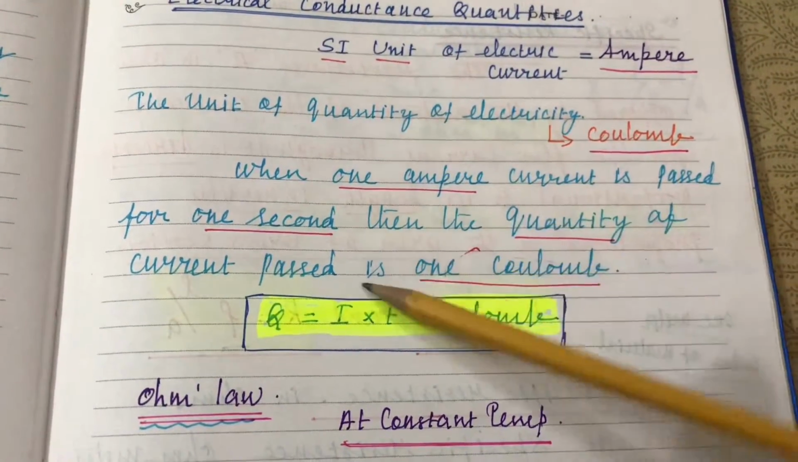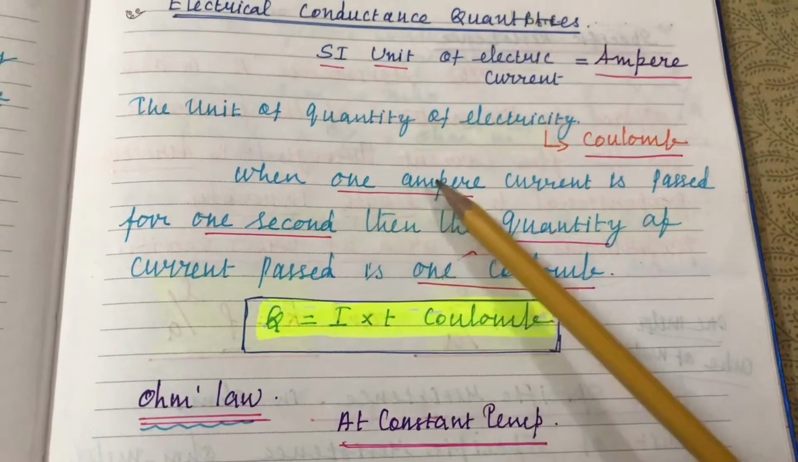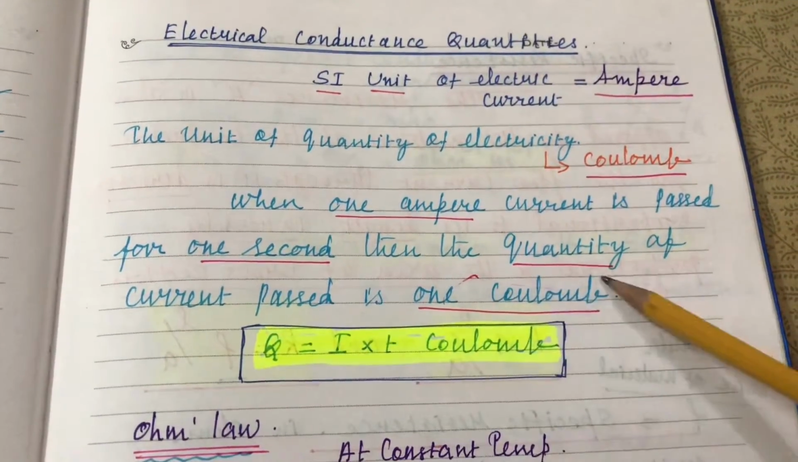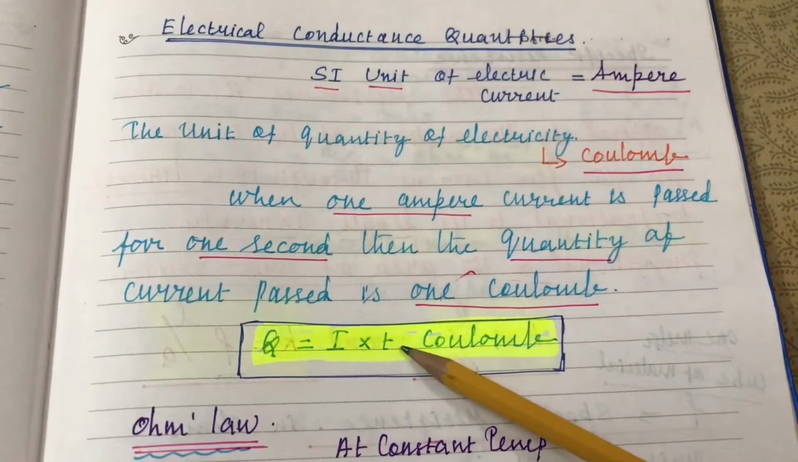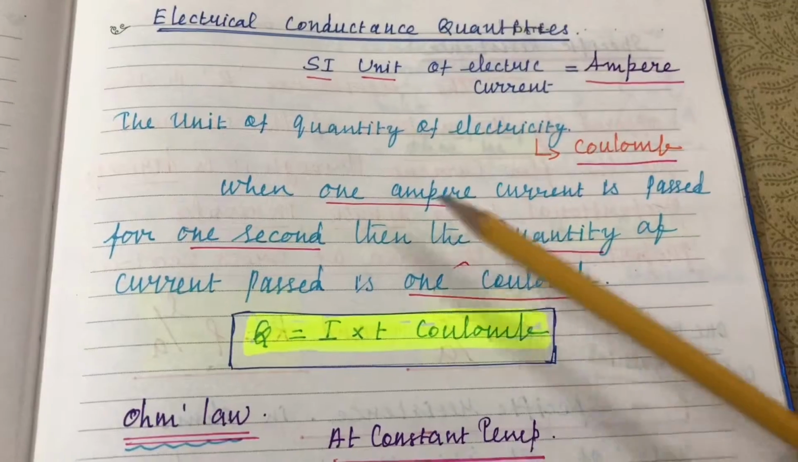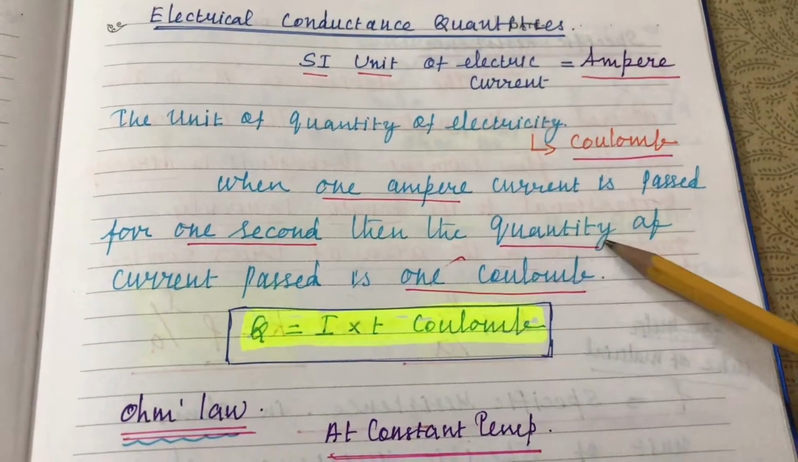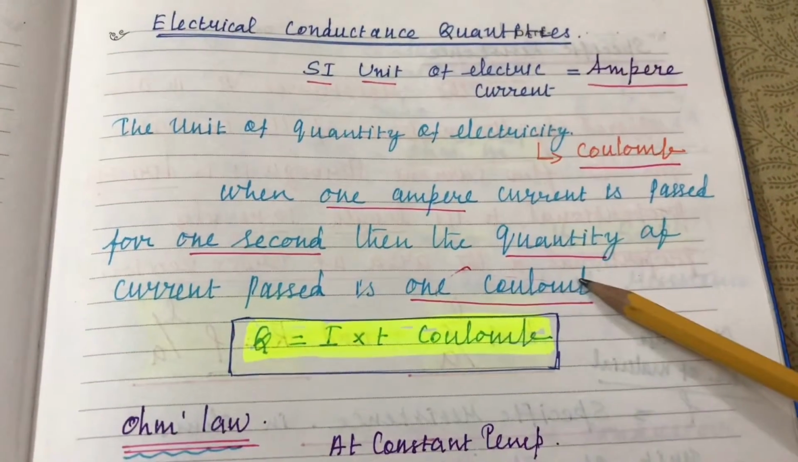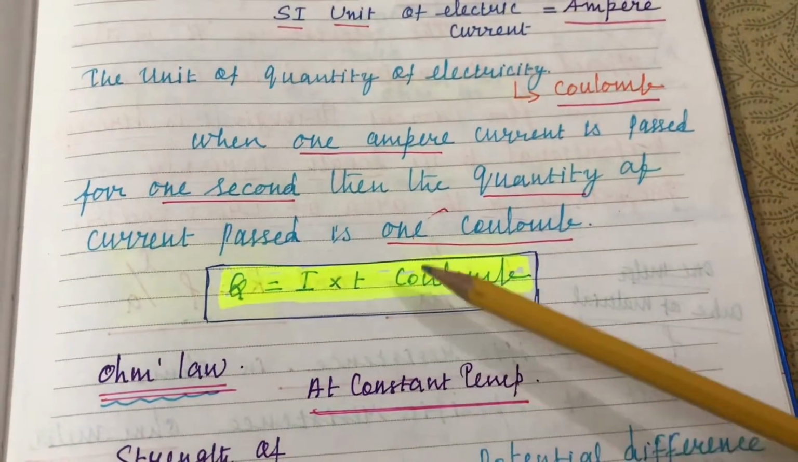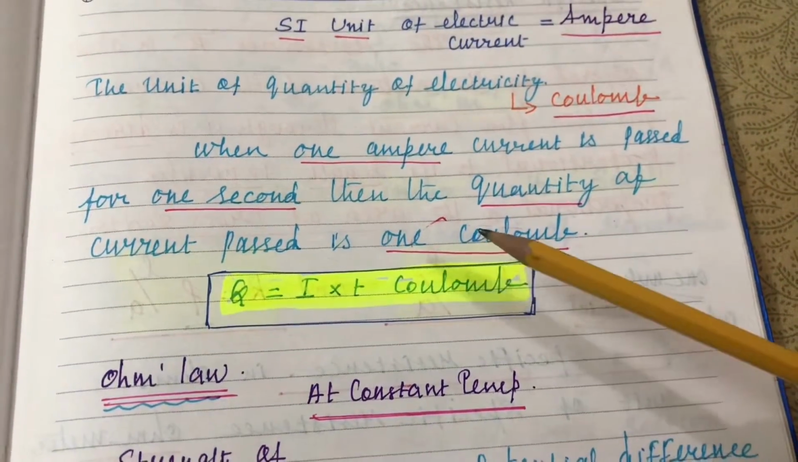What is coulomb? When 1 ampere current is passed for 1 second, then the quantity of current passed is 1 coulomb. That is, Q is equal to I into t, called coulomb.